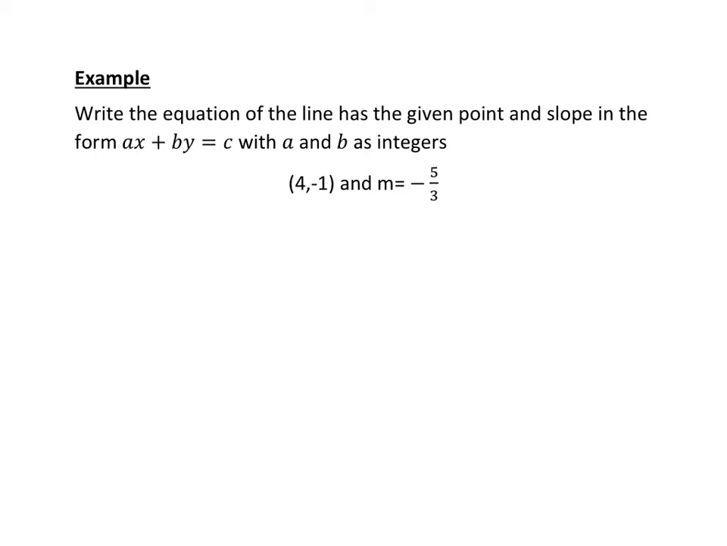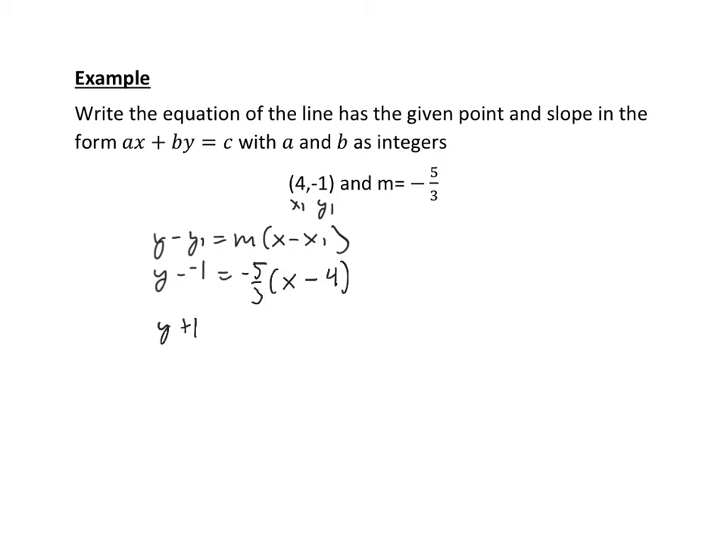Okay, in this case, we're trying to do the same thing, but we're given a different slope and a different point. So again, remember, this is our x1 and our y1. So writing out our form, y minus y1 equals m times x minus x1. Let's plug in what we have. This would be y minus negative 1 equals negative 5 over 3 times x minus x1, which is 4. The next thing I note, okay, that's y plus 1. If you minus a negative, that's really the same thing as adding.